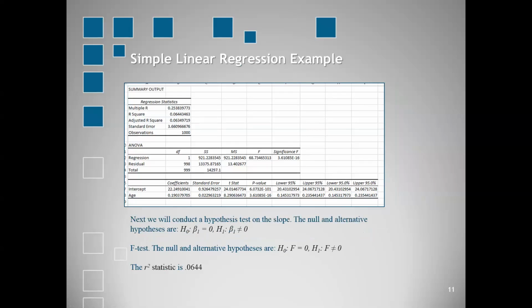Now, maybe we want to know exactly how good of a job our model does. Well, we do this by looking at the R-squared statistic, which is our coefficient of determination, in the first box that says regression statistics. In this scenario, our R-squared value is 0.0644. This indicates that 6.44% of the change in hospital stay is due to changes in age. So age accounts for 6.44% of the predictability of hospital stays. So while age is a statistically significant predictor, it doesn't really account for much of the length of hospital stay.